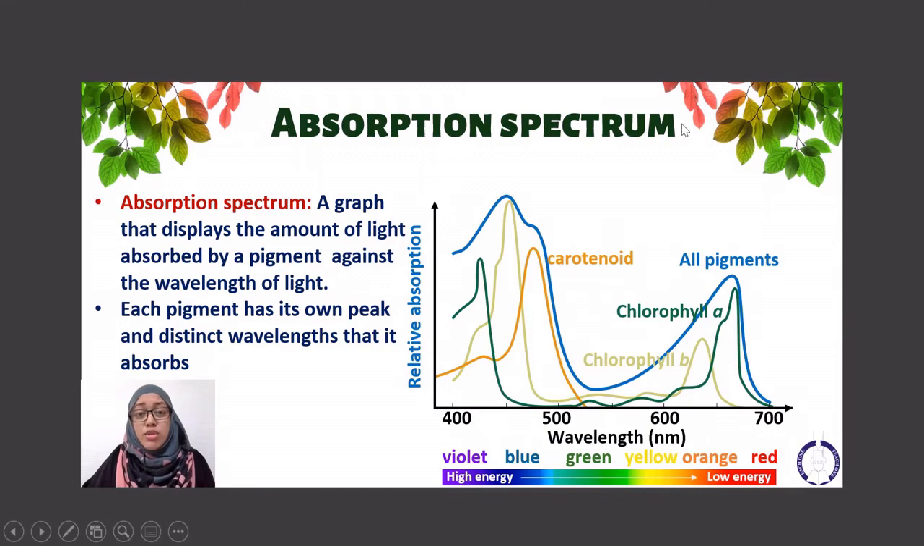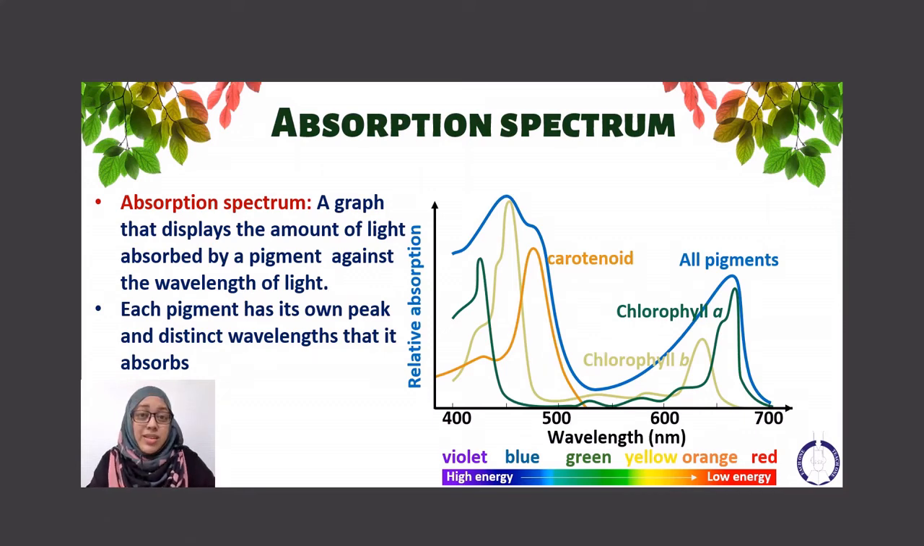Okay, so the absorption spectrum, remember, is the graph that shows how much of light is being absorbed by a particular pigment at each of these wavelengths. And remember, spectrum refers to the colors, absorption refers to how much is being absorbed.